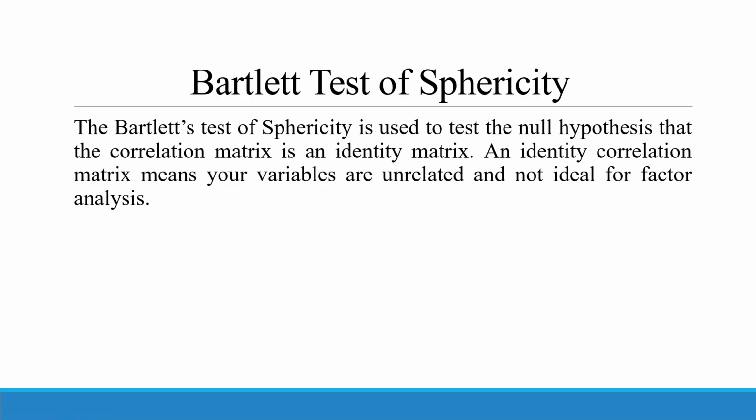Then there will be one test which is known as the Bartlett test of sphericity. The Bartlett test of sphericity is used to test the null hypothesis that the correlation matrix is an identity matrix. An identity correlation matrix means your variables are unrelated and not ideal for factor analysis. It is necessary in this case that the p-value is less than 0.05 so that we reject the null hypothesis. The null hypothesis here is that the correlation matrix is an identity matrix. It is necessary to reject it.